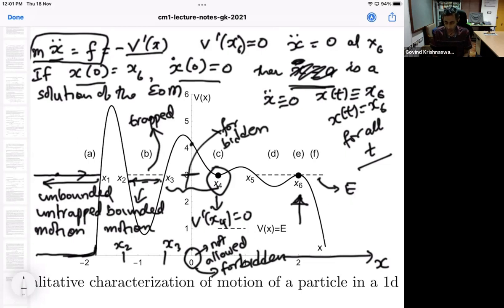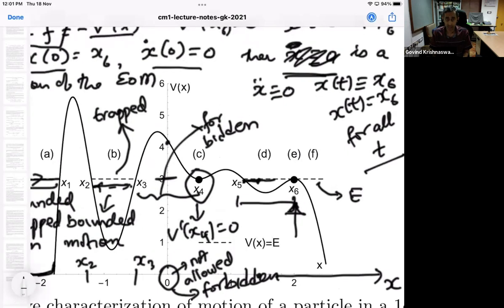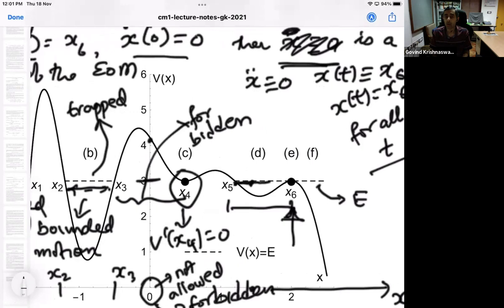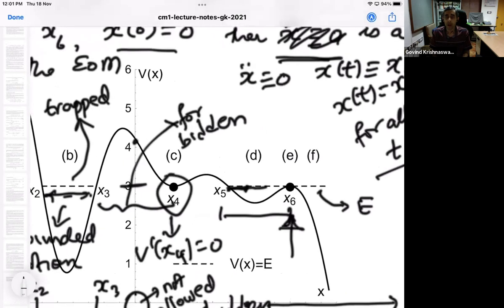Now, between x5 and x6, again, it is an allowed region. The particle can begin somewhere here, or more precisely on the x-axis, but I will just indicate it over here. If it starts out moving to the left, it will reach x5 in a finite amount of time. Of course, it's going to slow down, momentarily come to rest at x5, turn around and continue on its way. But there is a slight complication near x6 because it is actually a local maximum of the potential.